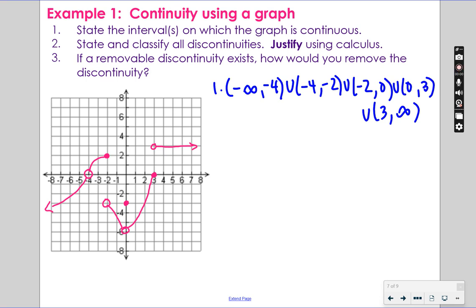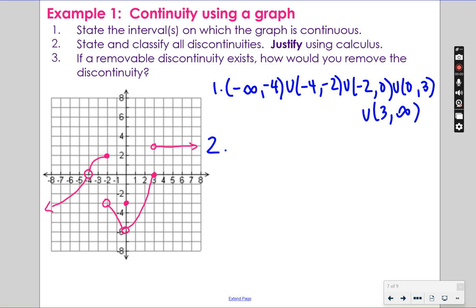Number 2 says state and classify all discontinuities. So classify means tell me, is it non-removable or removable? You don't have to tell me if it's jump or infinite. Just those two categories is all you need to know. So we're going to do this for each of the discontinuities and then justify using calculus. All right, so let's just go left to right.